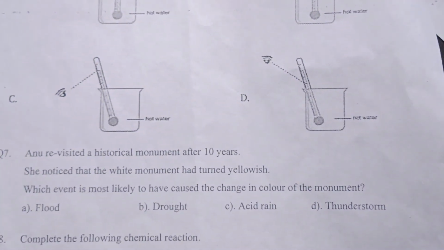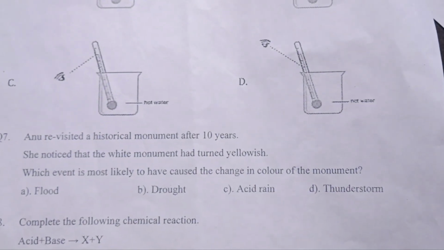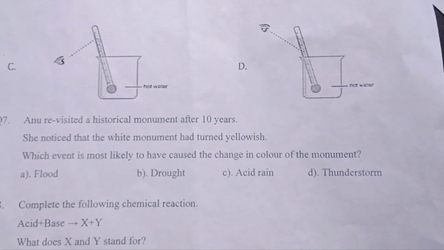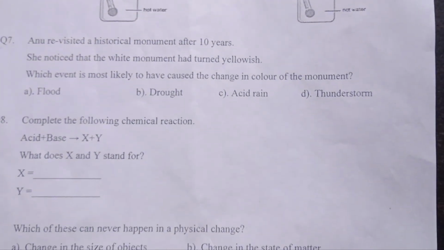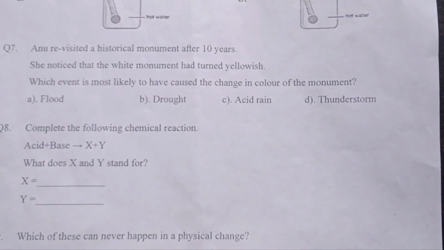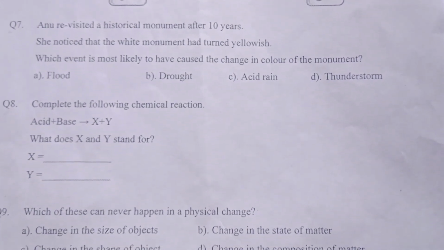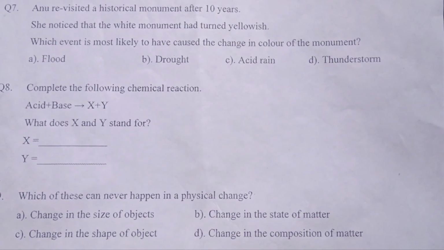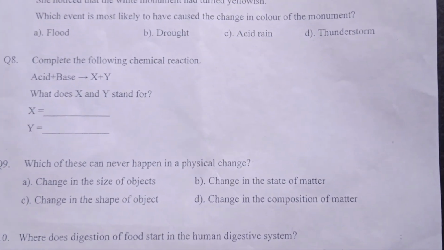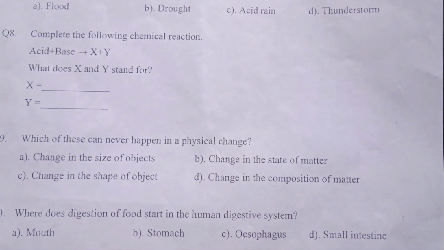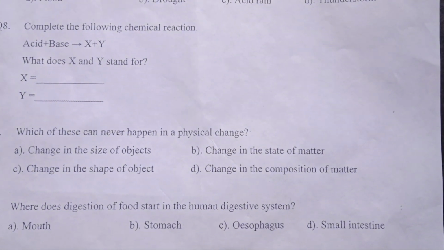Next, complete the following chemical reaction. Acid plus base is equal to X plus Y. So what do X and Y stand for? X is equal to dash, Y is equal to dash. Which of these can never happen in a physical change? Change in the size of objects, change in state of matter, change in the shape, change in the composition of matter. And the last question for MCQs. Where does digestion of the food start in the human digestive system? Mouth, stomach, esophagus, or small intestine?